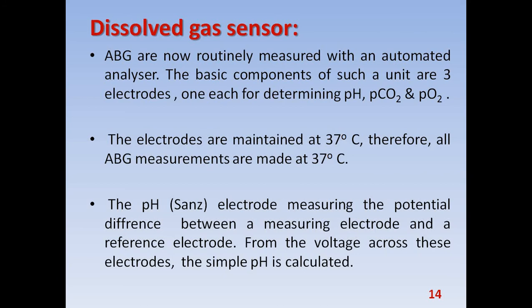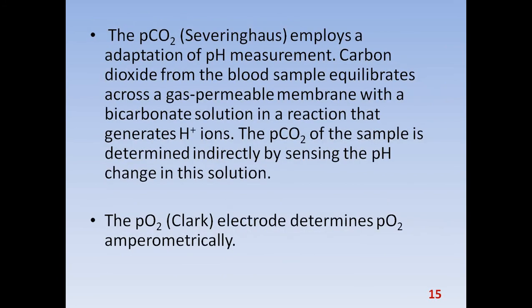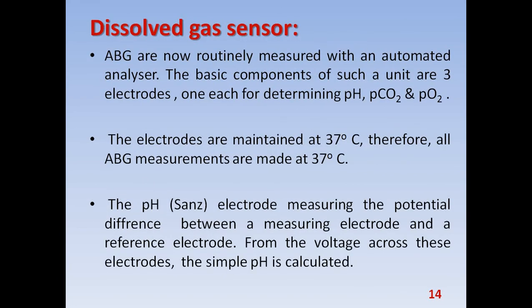Dissolved gas sensors. Now, ABG are routinely measured with an automated analyzer. The basic components of such a unit are three electrodes, one for pH, one for partial pressure of carbon dioxide, and one for partial pressure of oxygen. The electrodes are maintained at 37 degrees Celsius. Therefore, all ABG measurements are made at 37 degrees Celsius.